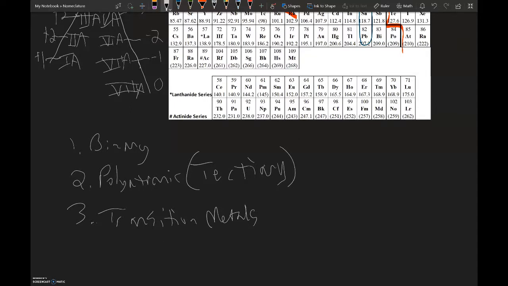Alright, so as we go through each of these groups, it's important that you make sure that you have your periodic table present, because you need your periodic table to know where the elements are and what the charges are found at on each of those.